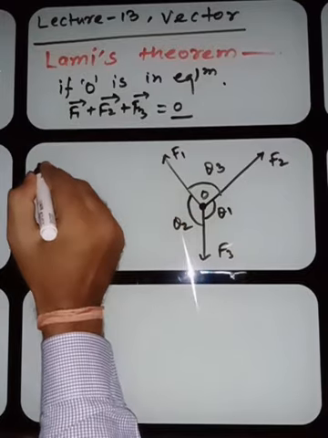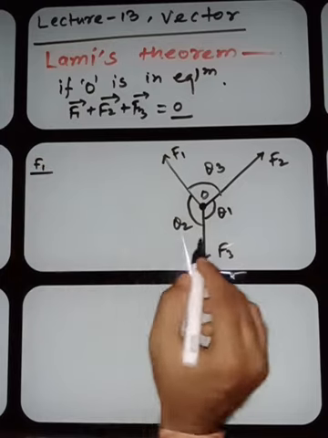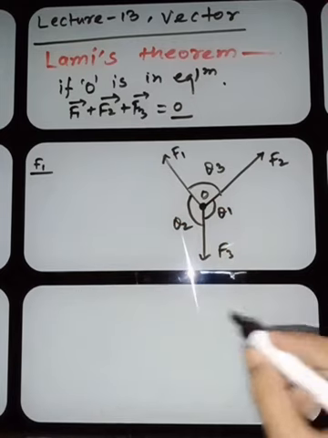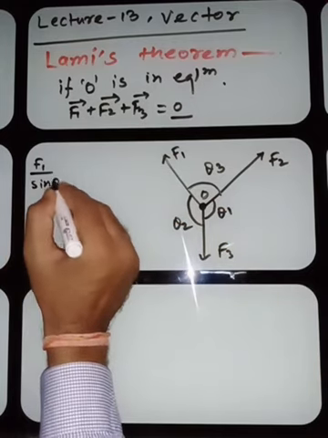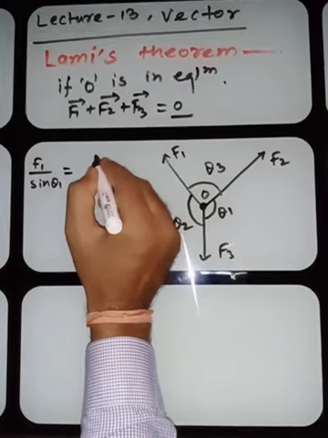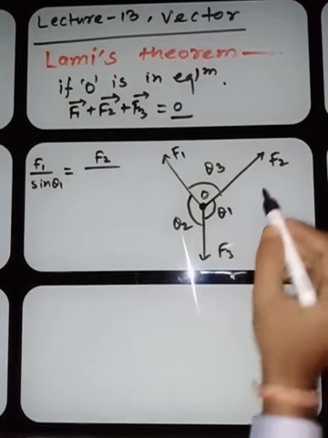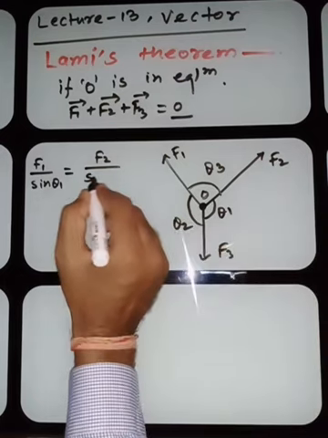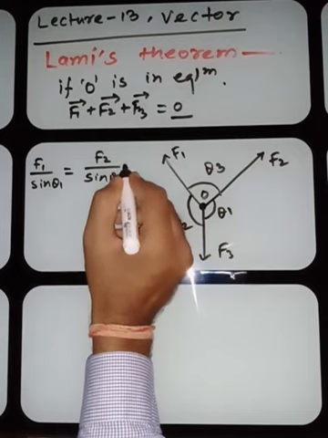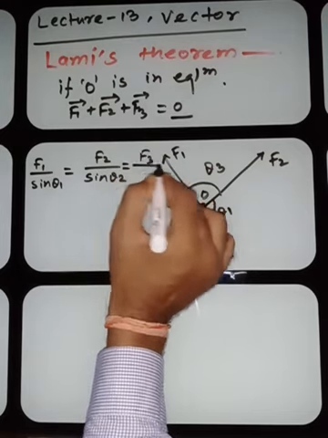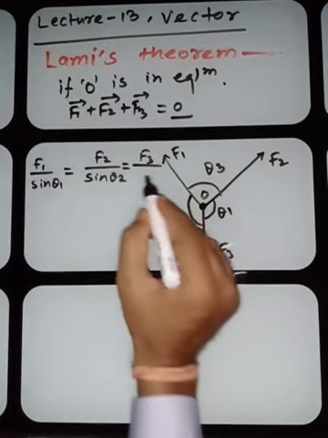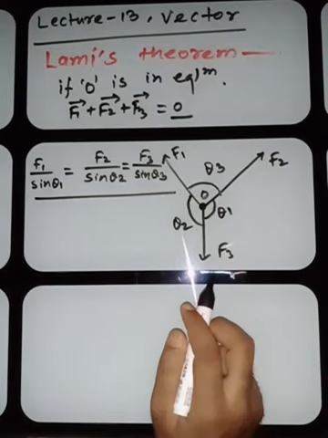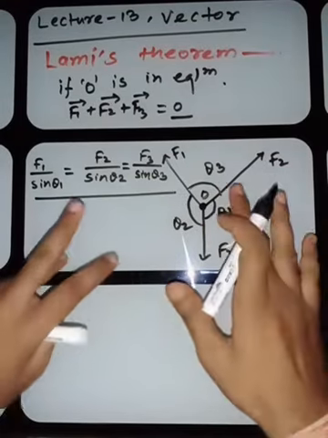So F1 divided by sine theta 1, remember this is the force and for this force the opposite angle is theta 1, will be equal to F2 by sine theta 2, the angle opposite to F2 being theta 2, which is equal to F3 divided by sine theta 3, since the angle opposite F3 is theta 3. This is Lamy's theorem. That's it, this is the very simple Lamy's theorem.